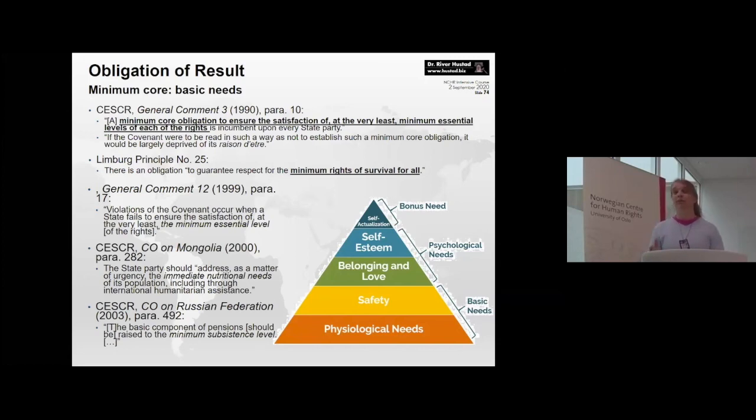That is an obligation of result. So if a state has great policies and their conduct is very good, but there are people who are actually dying of starvation in the country, there is still a violation of the covenant for the obligation of result.